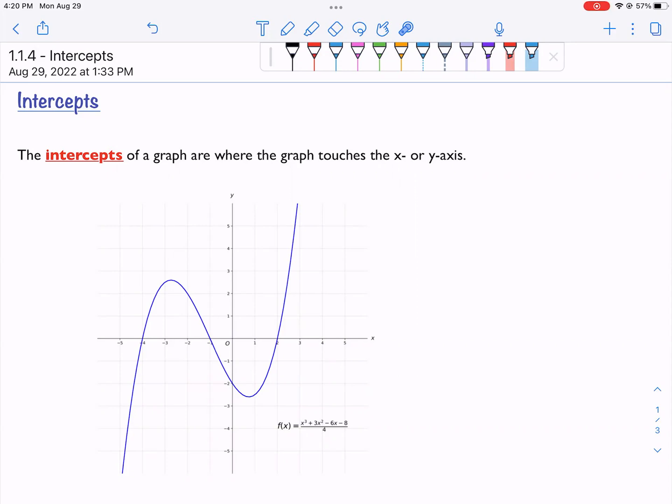Anywhere the graph, which is this blue line here, touches the x-axis, that is going to be an x-intercept. So right here, that's an x-intercept. Right here at -4, there's one here at -1, and another here at 2. Plot those points. Those are all x-intercepts.